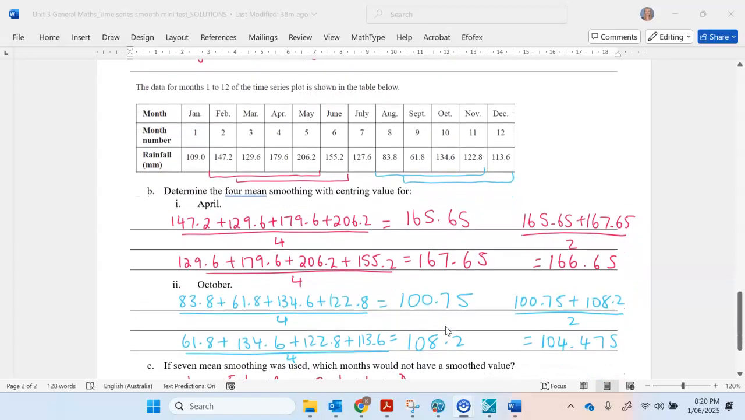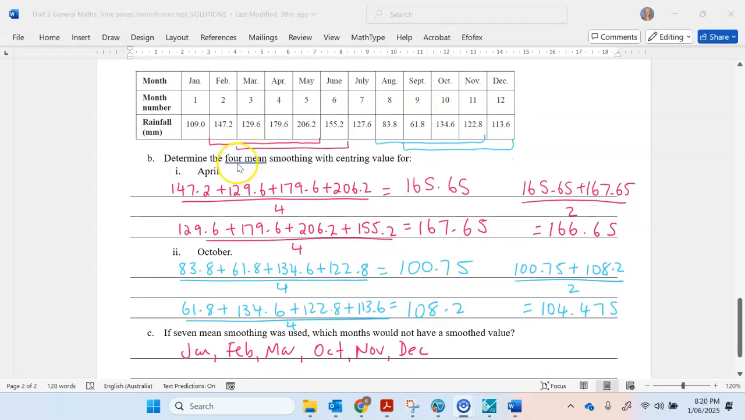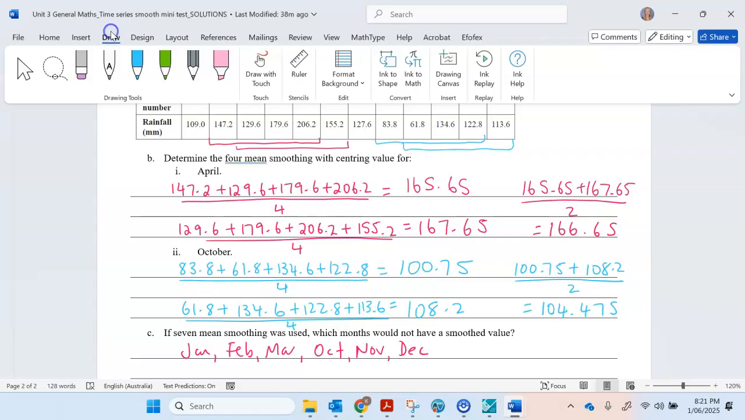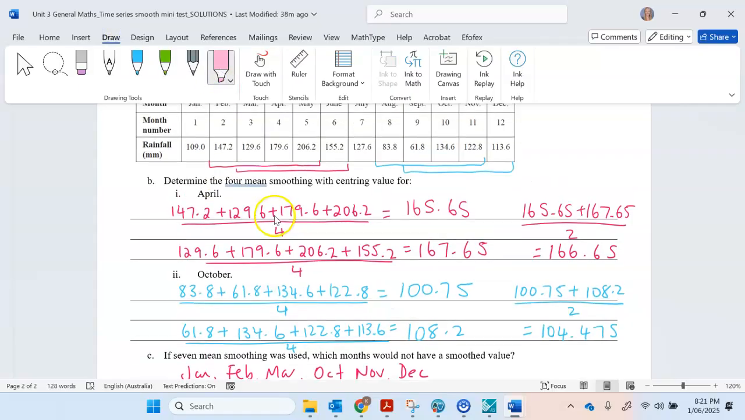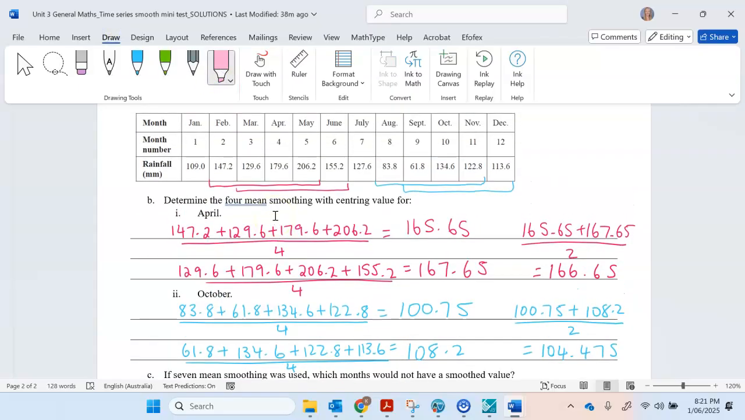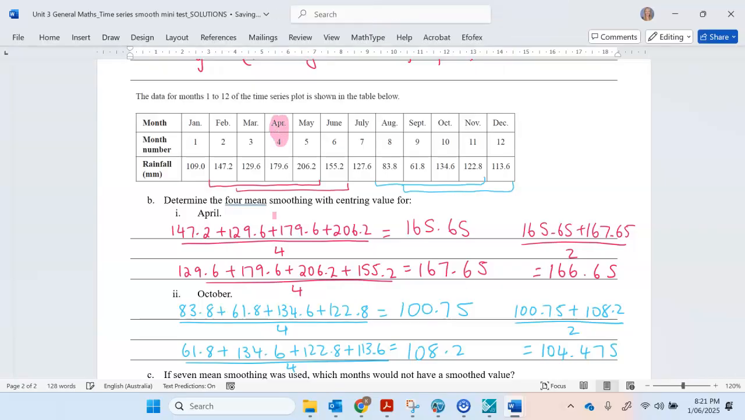All right, then we had smoothing with an even number of points, and it was mean smoothing. So when we're doing an even number of points, we have to do centering as well. So that's a lot more working than if we had an odd number of points, which is a bit annoying. But if we're doing it for April, so April's like the star of the show, it has to be in the middle. So whenever we're doing smoothing, whatever month or season you're smoothing has to be in the middle.